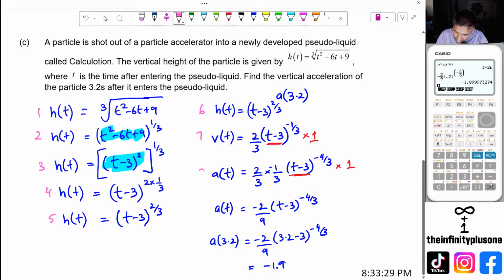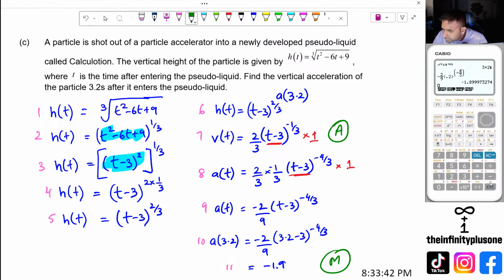So that's 6, 7, 8, 9, 10. And so in terms of achieved, I think if you get the velocity equation correct, you get an achieved. And if you get the final answer, you end up getting a merit.